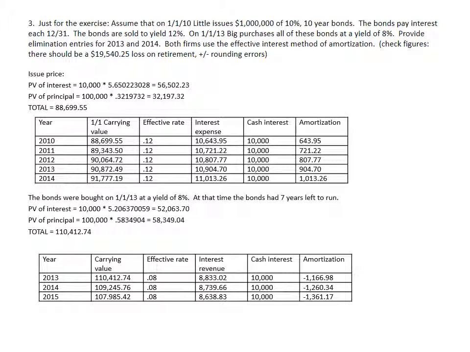And again, that negative means that when we get the carrying value for the next year, we want to subtract the amount of the amortization from the previous carrying value. So the carrying value goes from $110,412 in 2013 to $109,245.76 in 2014. Again, we should be moving down towards the face value.